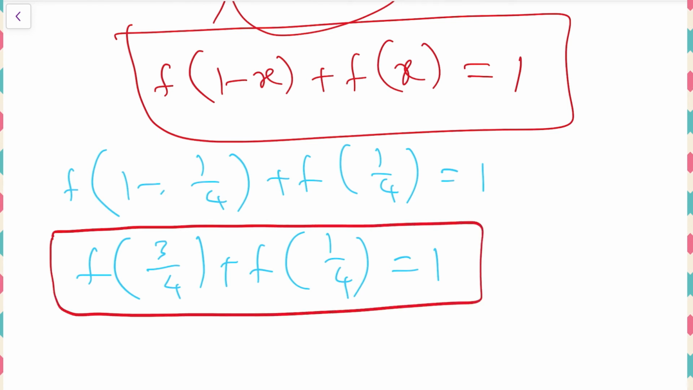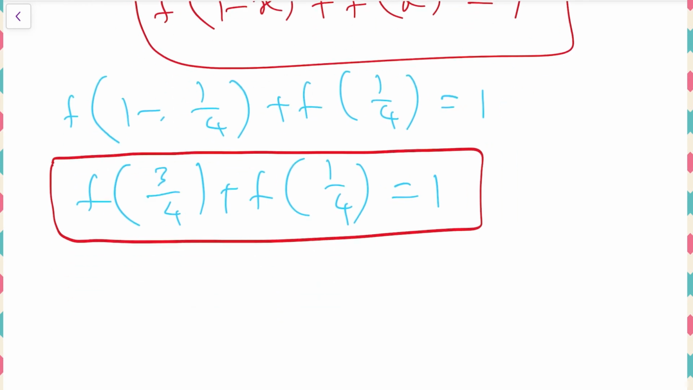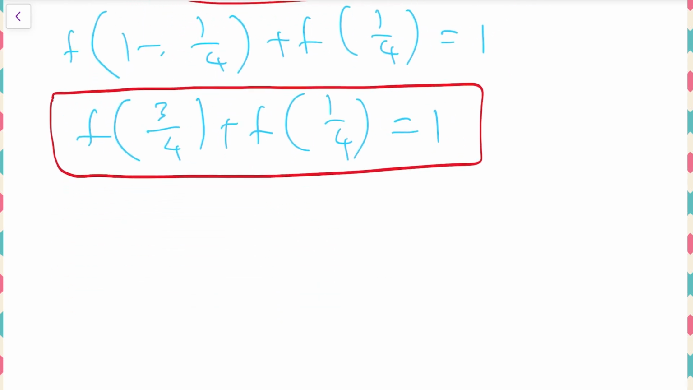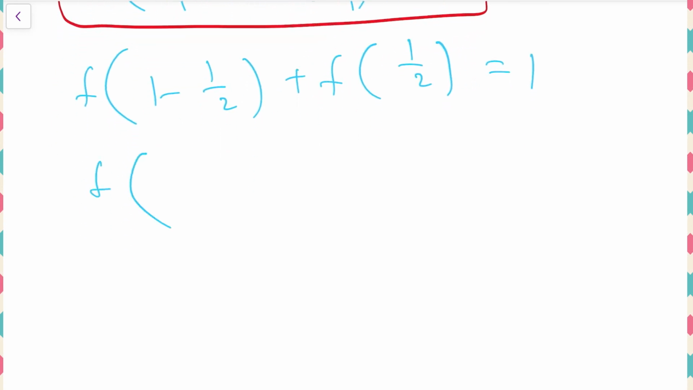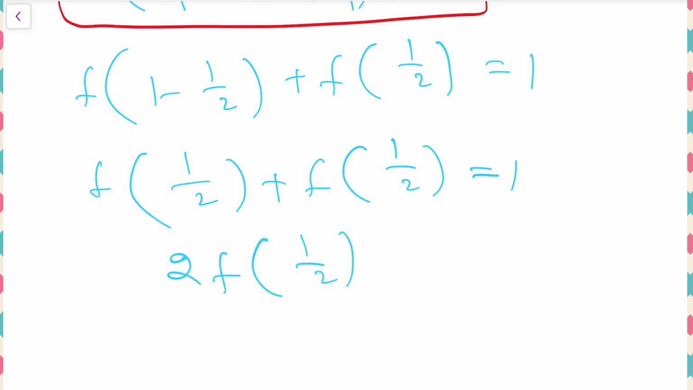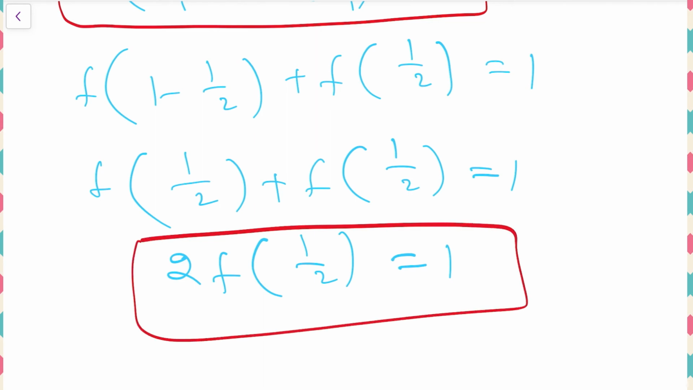Next, in the place of x, I will substitute 1 by 2. So we get f of 1 minus 1 by 2 plus f of 1 by 2 is equal to 1. That is f of 1 by 2 plus f of 1 by 2, which is nothing but 2 times f of 1 by 2, equal to 1. This is equation number 2.